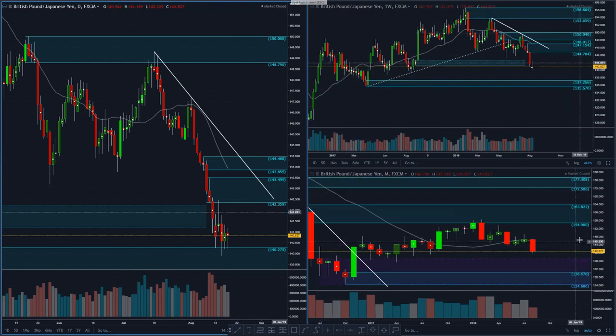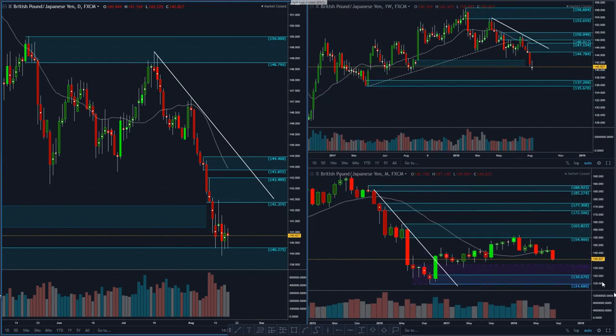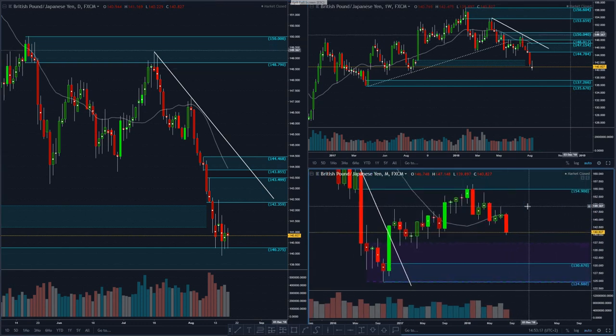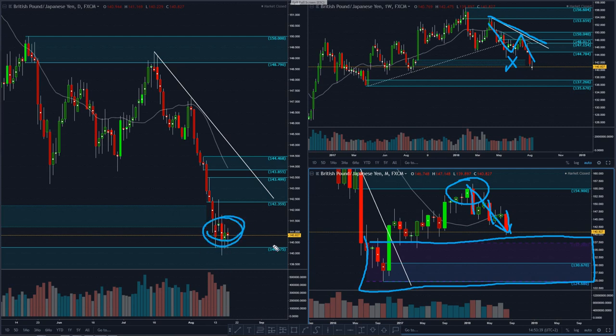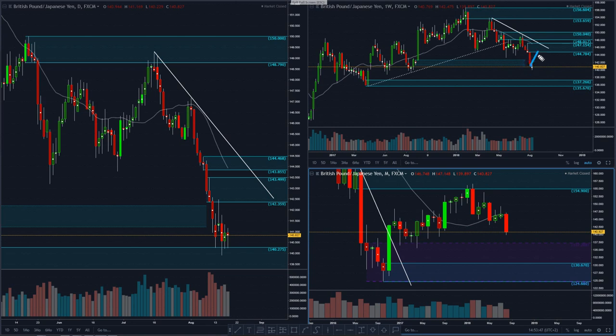The next one is pound yen. So we have a monthly consolidation where this monthly supply is in control, so it's pushing price lower nicely with these three engulfing monthly candles. However, we have this 3 months demand zone here, and the price on the weekly is as well in the downtrend, just right now removing this supply zone, and it's consolidating here in this weekly demand zone.